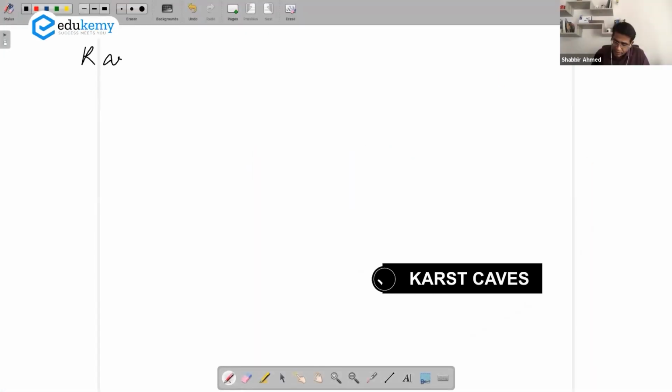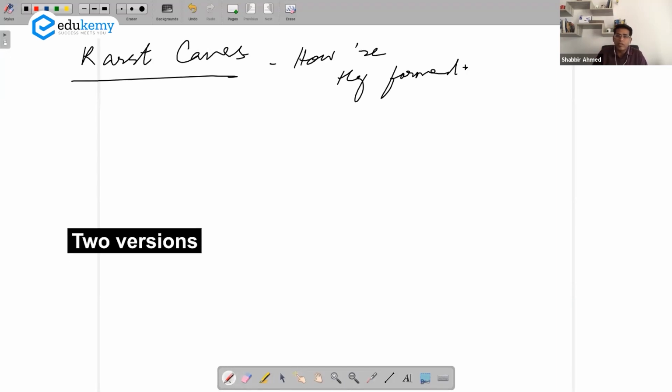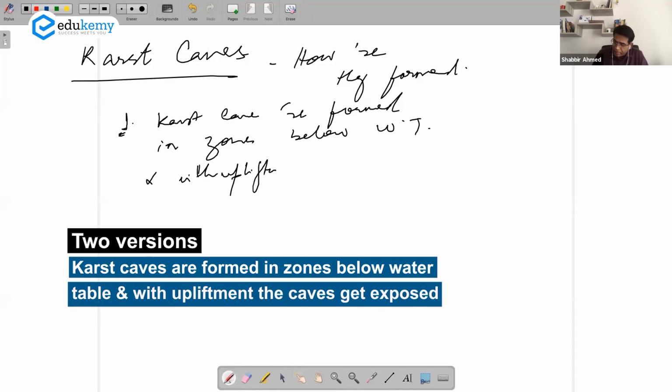Let's start with Karst Caves. How are they formed? Broadly, there are two versions. Your book talks about three or four of them. One says that Karst caves are formed in zones below the water table, and with upliftment, the caves get exposed.